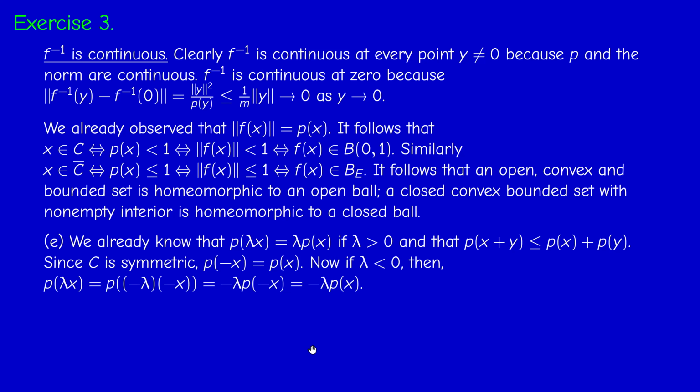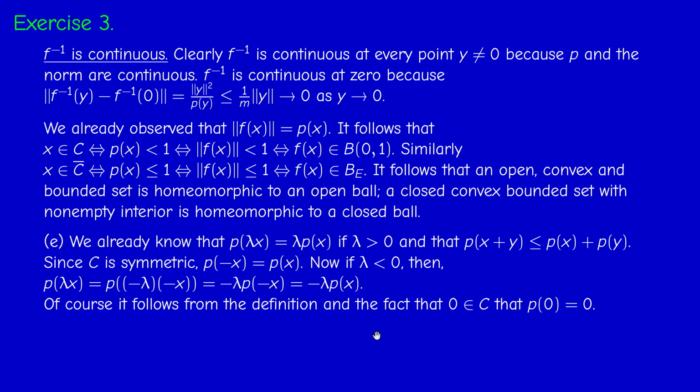Now, we have to prove homogeneity, so we have to prove the same thing, but if lambda is negative, we have to put absolute value. If lambda is negative, we write lambda x as minus lambda times minus x. And you apply positive homogeneity, because now minus lambda is positive, so we can put it outside. But p of minus x is p of x, so p of lambda x equals minus lambda p of x, which is just the absolute value of lambda times p of x. And as we know, the fact that 0 belongs to C implies that p of 0 equals 0, so we have p of lambda x equals absolute value of lambda times p of x.